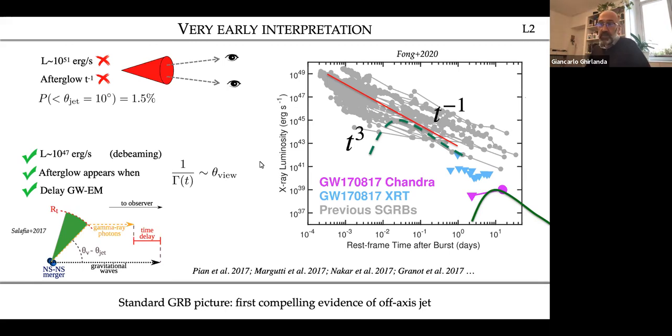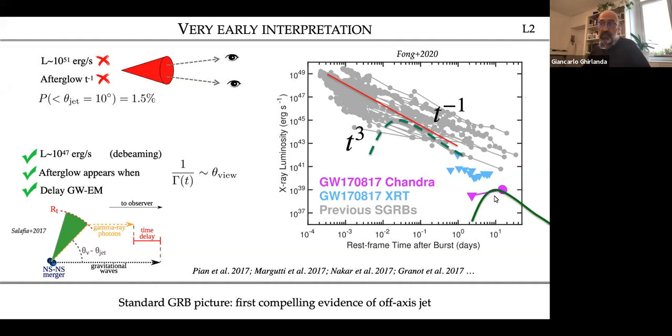In that case, we have a strong debeaming if the jet has a typical Lorentz factor of a few hundred, and also the afterglow should not appear bright in the first phases, because the beaming angle 1/gamma is smaller than the viewing angle, the off-axis viewing angle. When 1/gamma, because of the deceleration of the afterglow, becomes comparable to the viewing angle, we should see the peak of the afterglow. And with some very easy computation, the appearance of the afterglow at 10 and 16 days was apparently interpreted as the peak of the afterglow.